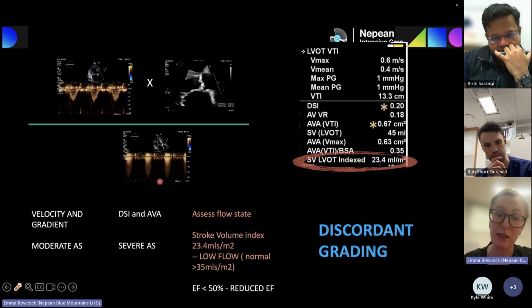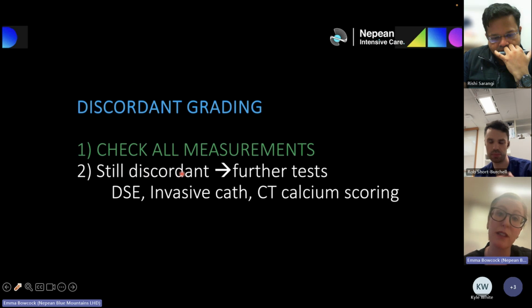And then we can get this completely wrong, can't we, if we haven't hunted for that highest velocity, all of which have significant implications. So the first thing to do is assume that your measurements are wrong, check them all again. If it's still discordant, you're obviously going to be speaking to a cardiologist.